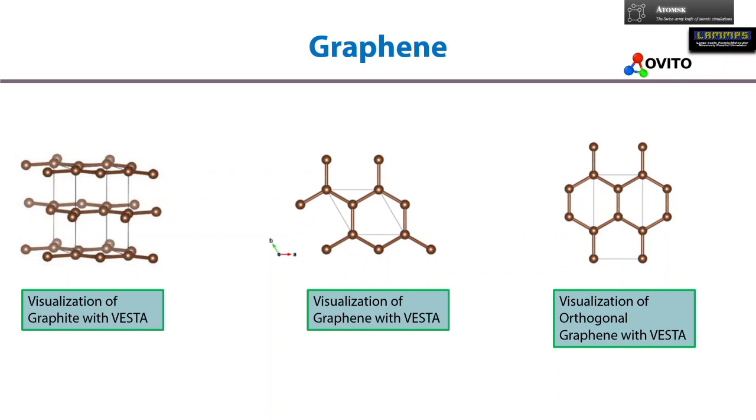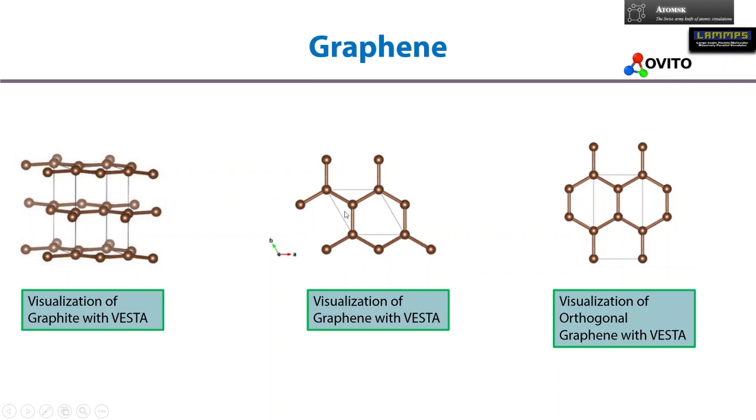So here in the left picture, you can see that a graphite structure is created from carbon, and it has been visualized with the help of VESTA. If you visualize the same thing with OVITO, you can see that there are only 4 atoms in one unit cell, but what VESTA does is duplicate the cell along all axes.